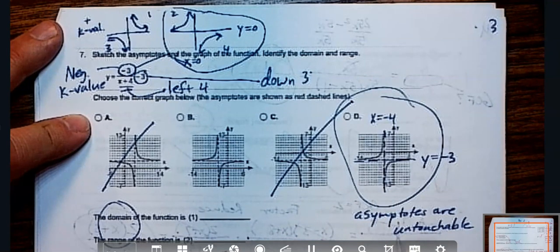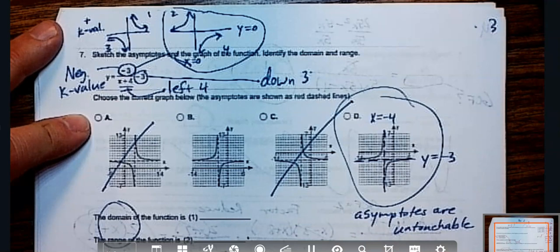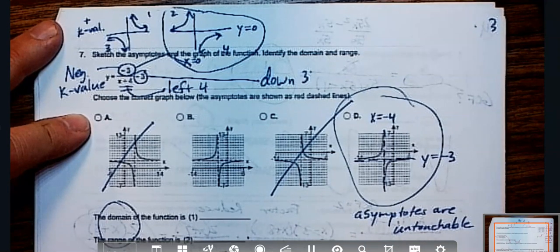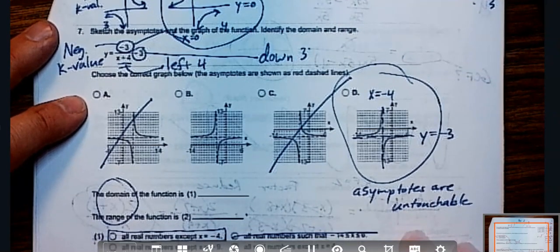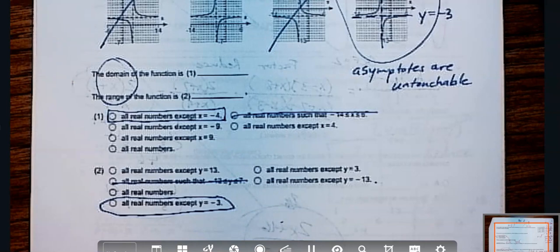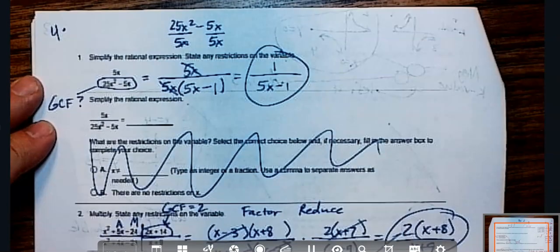Okay? Asymptotes are untouchable. Remember, we have these asymptotes here at x equals negative 4 and y equals negative 3. The branches do not touch those at all. They get closer and closer, but never touch. So what about domain and range? Well, if these are untouchable, then those would be the only exceptions to the domain and range. So if you know the asymptotes, then you know the exceptions for the domain and range. Everything except negative 4 for x, everything except negative 3 for y.